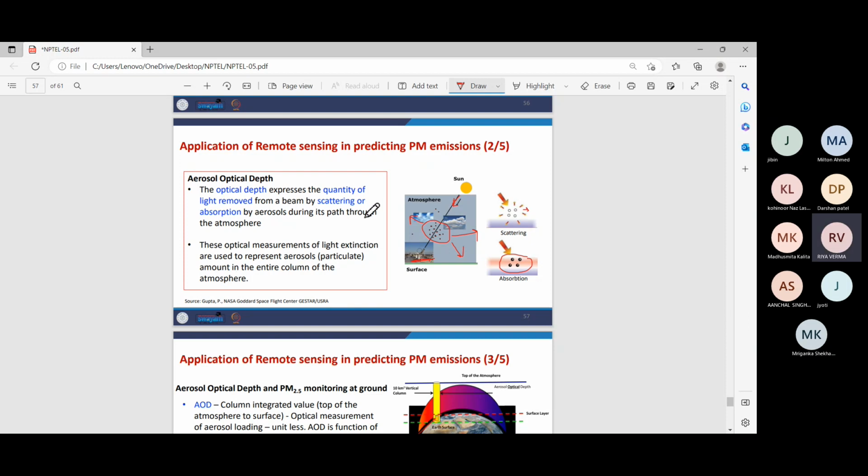Got my point? So basically, your aerosol optical depth is proportional to the number of particles, because the more the number of particles, the more is the loss of light due to this absorption and scattering.